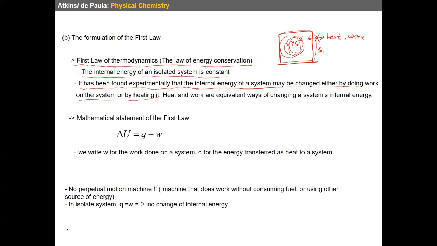Because this is an isolated system, heat and work are equivalent ways of changing the system's internal energy. Right? Because there is no other heat or work applied to the system from the surroundings. So the applied heat or applied work are equivalent ways of changing it, and the internal energy of a system can be interpreted by the heat and work applied in this experiment.